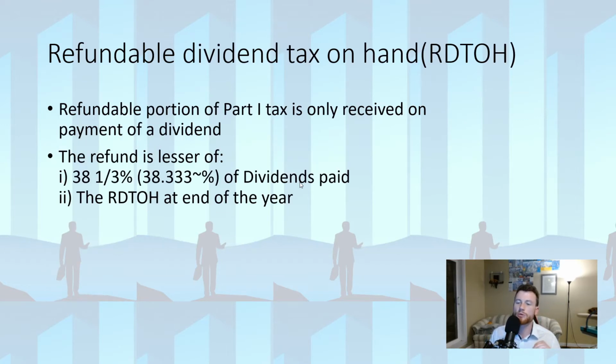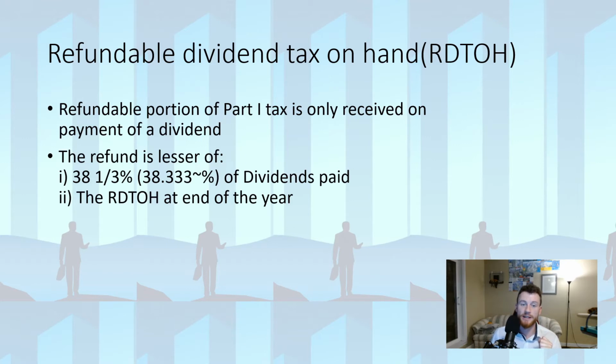The refundable tax is put into the same tax account as the dividend tax. This is called the refundable dividend tax on hand, and is only refundable when a dividend is then paid to its shareholders. Note that the shareholders don't receive interest, rent, or royalty payments from the corporation.